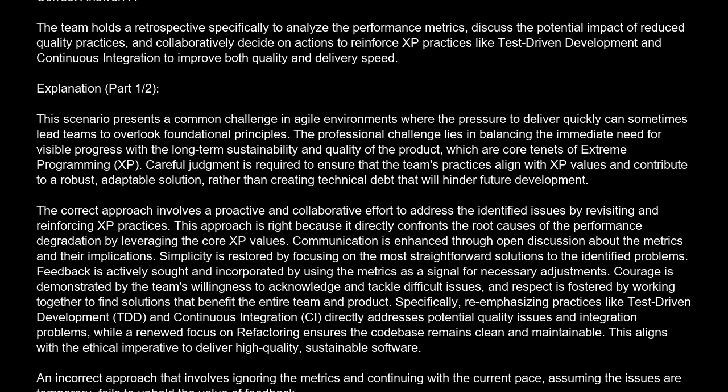Courage is demonstrated by the team's willingness to acknowledge and tackle difficult issues, and respect is fostered by working together to find solutions that benefit the entire team and product. Specifically, re-emphasizing practices like test-driven development (TDD) and continuous integration (CI) directly addresses potential quality issues and integration problems, while a renewed focus on refactoring ensures the codebase remains clean and maintainable. This aligns with the ethical imperative to deliver high-quality, sustainable software.